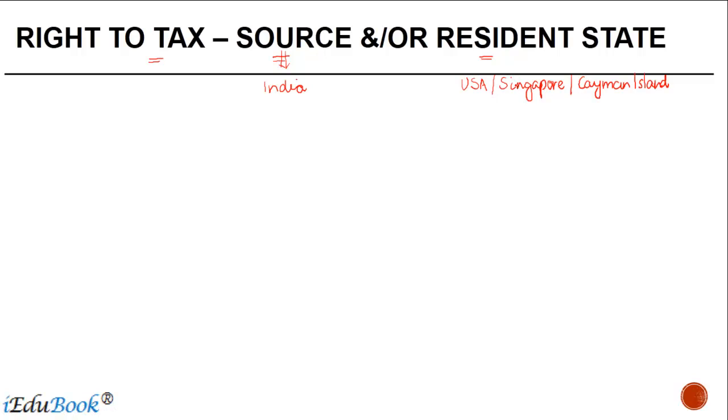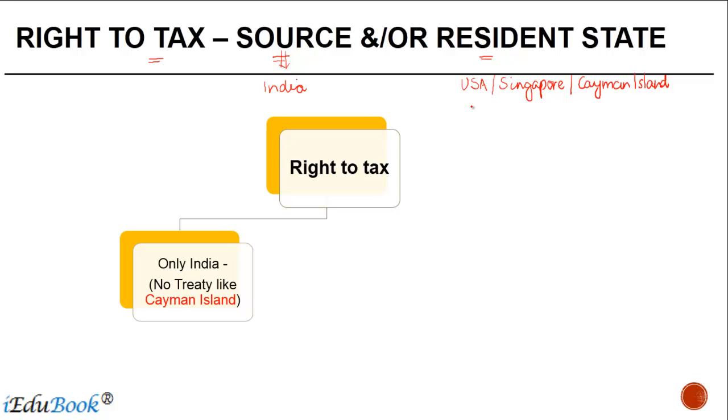Now, there's a reason why I have taken these three countries. Let's look at that reason. The right to tax could have three situations. It could be only with India, and this is going to be applicable in case there is no treaty which India has with a country where the seller is a tax resident. So let's say, for example, if the seller is a tax resident of Cayman Island, since India does not have a treaty with Cayman Island, the taxation will be as per the provisions of the Income Tax Act, right? And assuming that capital gain is taxable, only India would have the right to tax it.